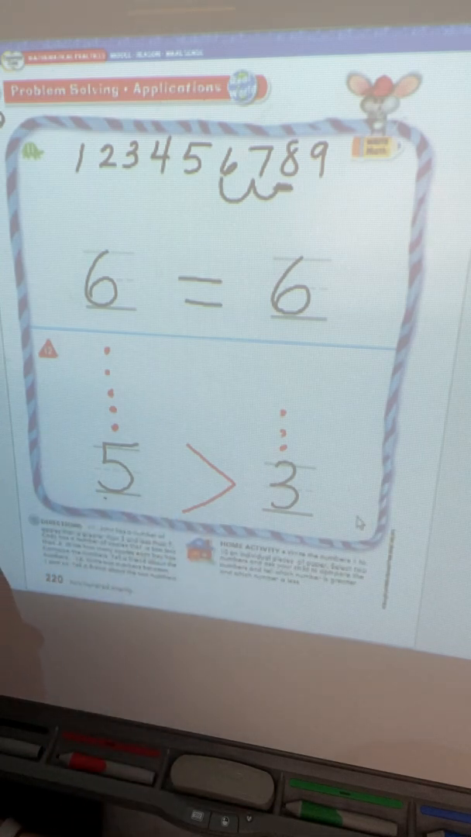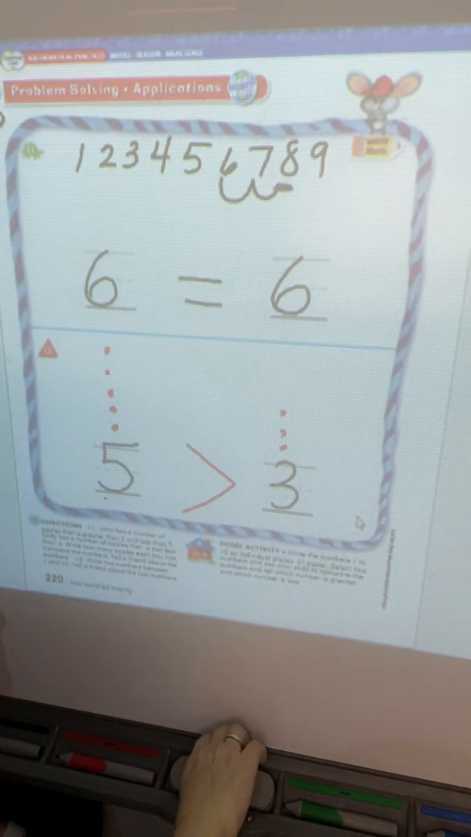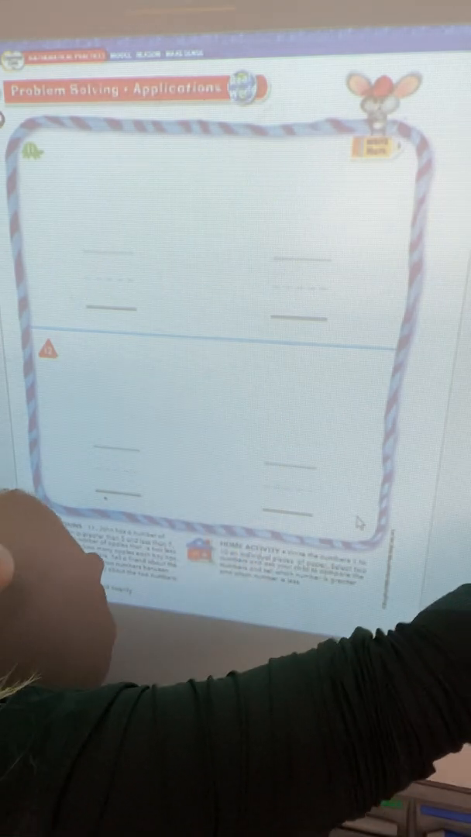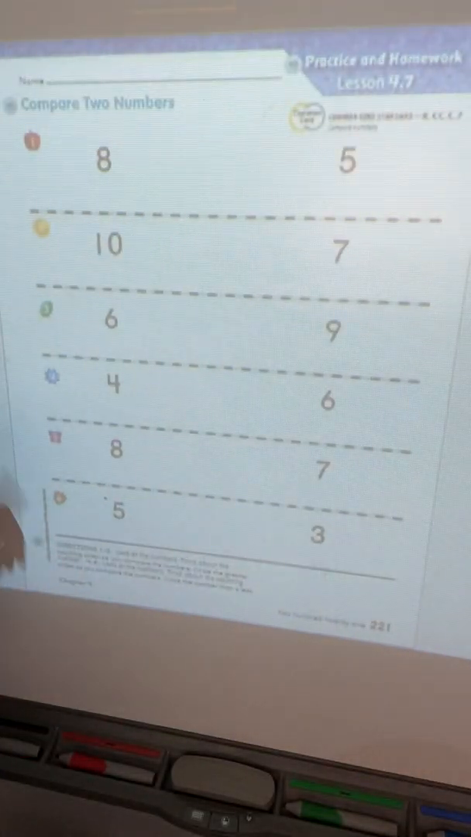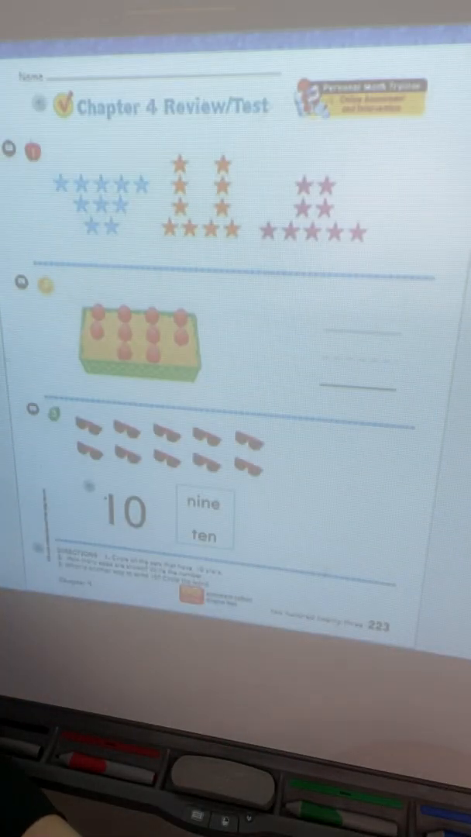All right, if you need a little more practice, boys and girls, especially using a number line, go ahead and do that this afternoon or this evening with mom or dad before we take our test that will be coming up. So you're going to be comparing numbers. You're going to need an adult to tell you whether to circle the greatest or smallest number. And then we'll begin our test.